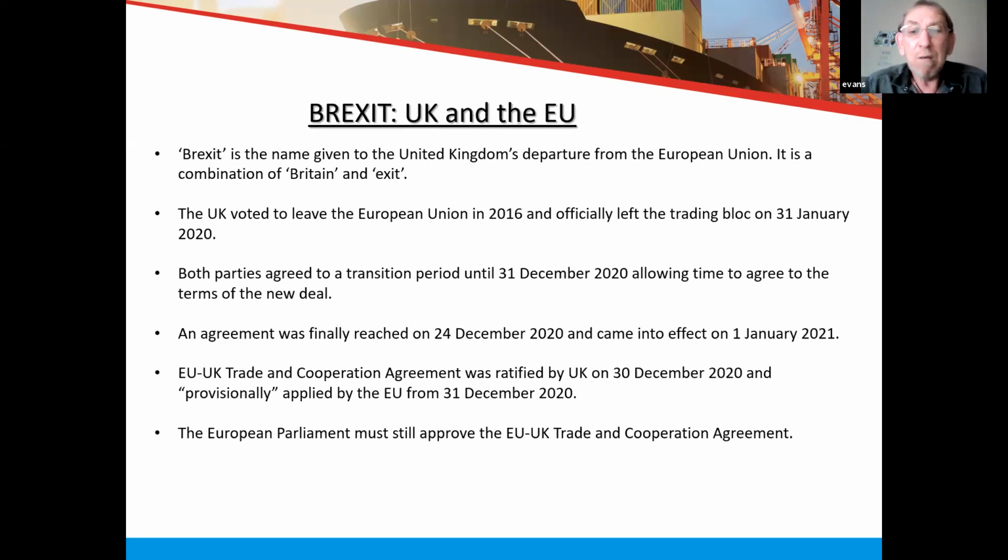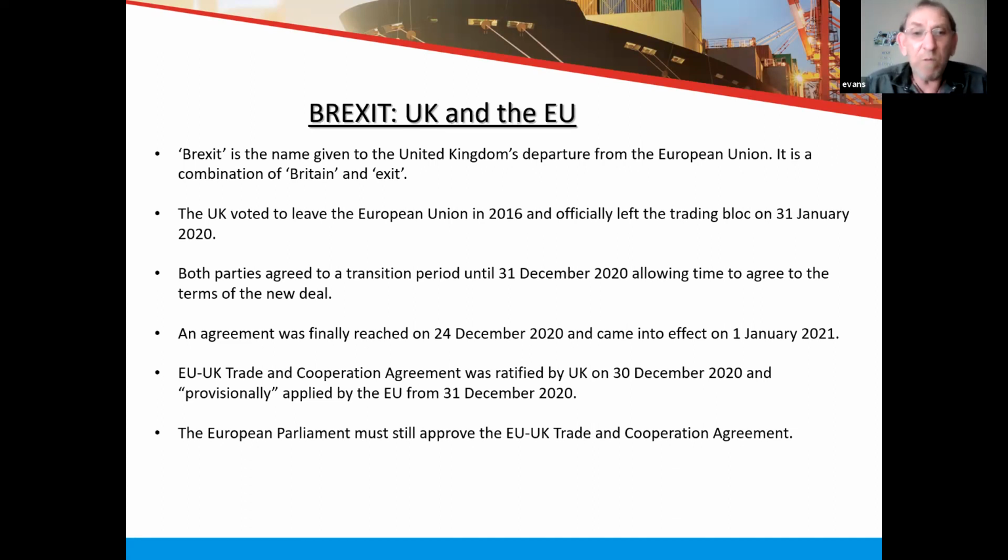You'll see the last little point that I mentioned there: the European Parliament must still approve the EU-UK Trade and Cooperation Agreement. And that's the part that's going to involve how the British borders are going to work. Are they going to be physical borders? Are there going to be new customs laws and regulations? Are there going to be new customs procedures? What is going to be allowed to move, how and when? Those are all things that must still be decided.